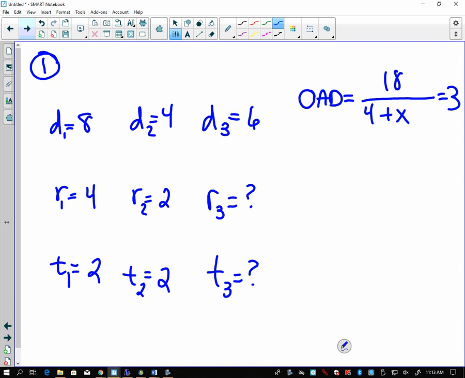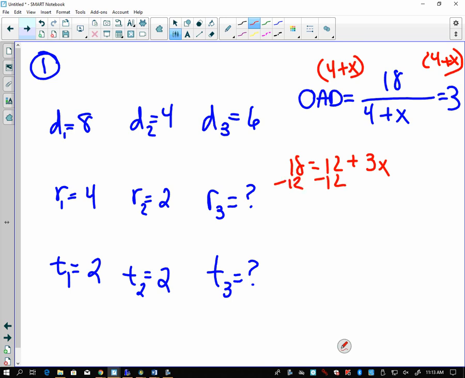Really what we're doing is solving for time right now. Get x by itself, but to do that I need to get that 4 plus x out of the denominator, right? So I'm going to multiply by 4 plus x. I'm getting 18 equals 12 plus 3x. Subtract 12, so I'm getting 6 equals 3x. Divide by 3, x equals 2. So we know that this has to be 2 now, right?